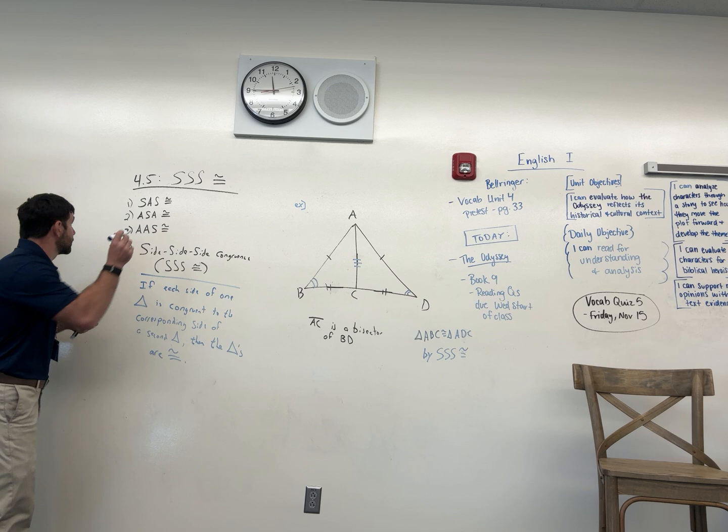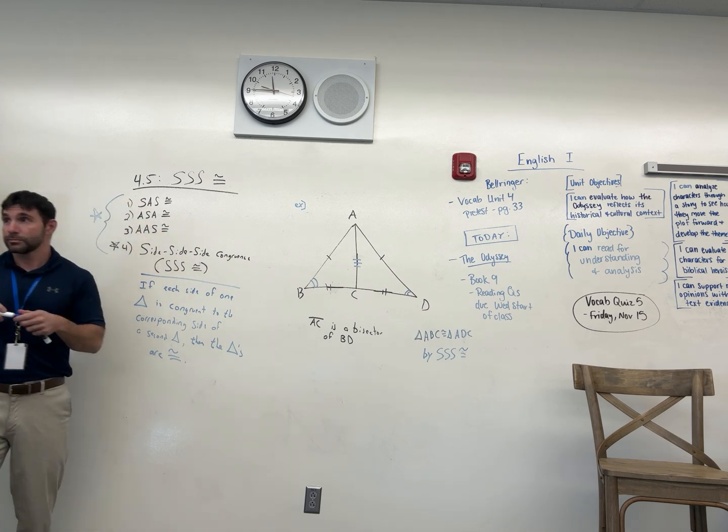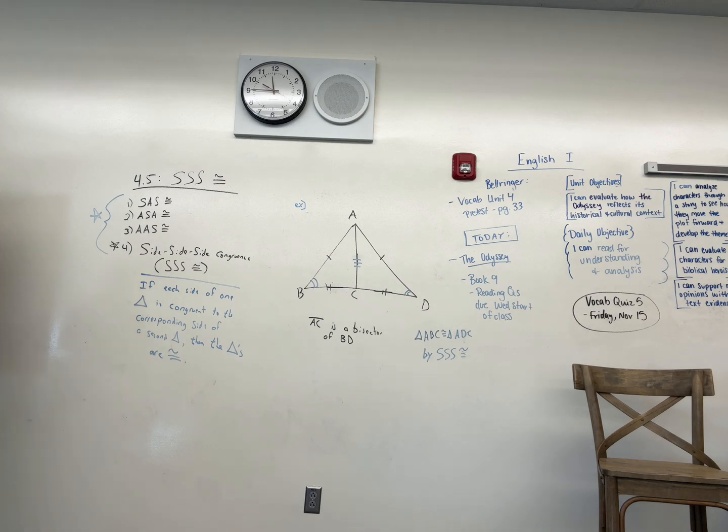Right now, these four are all you know. This is what you need in order to solve every type of congruent triangle. If you can't use one of those, and you can't prove that they're congruent, then they're not. Everybody with me? Okay.